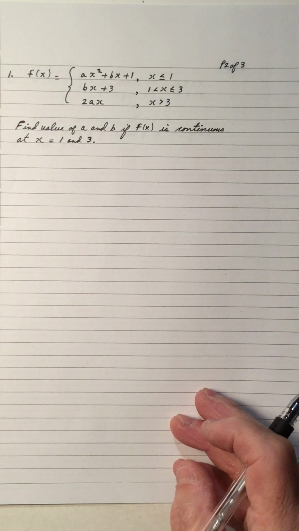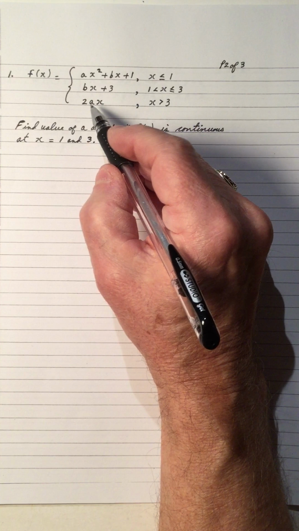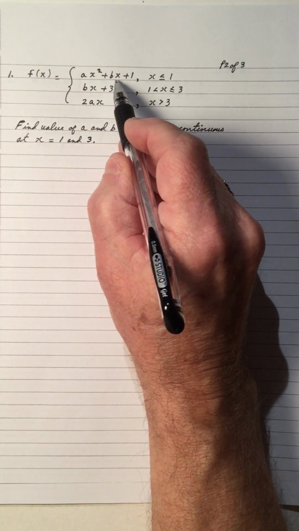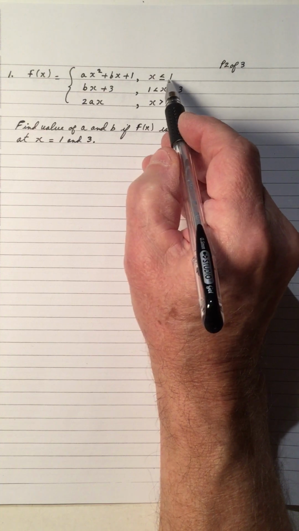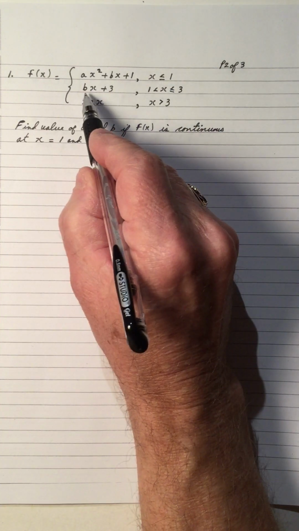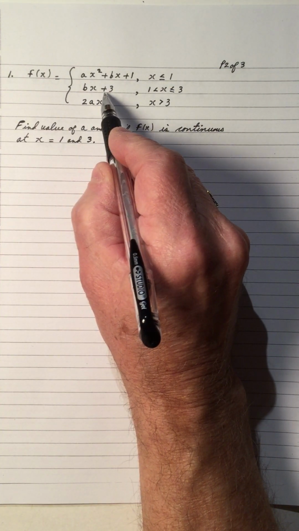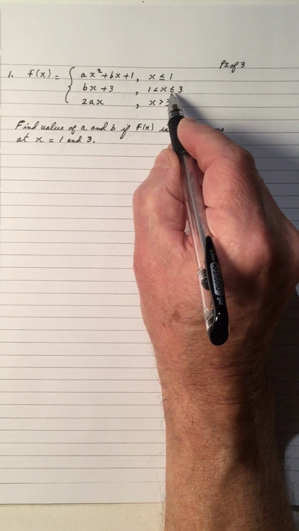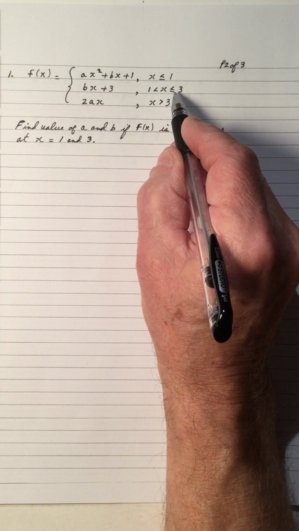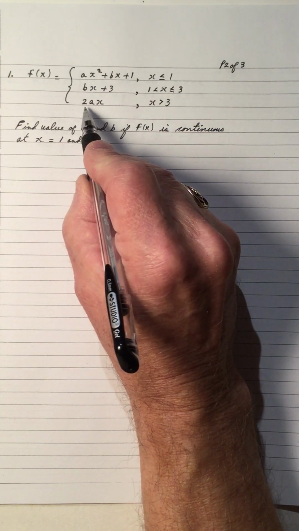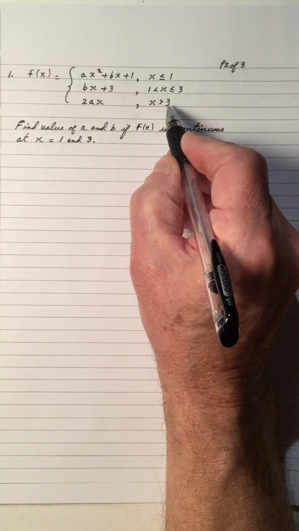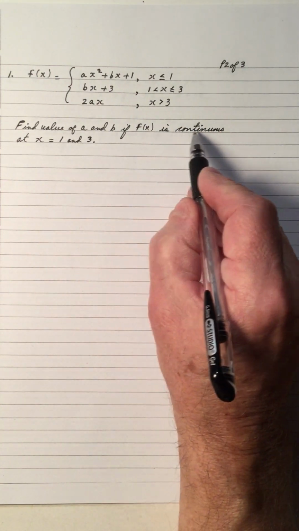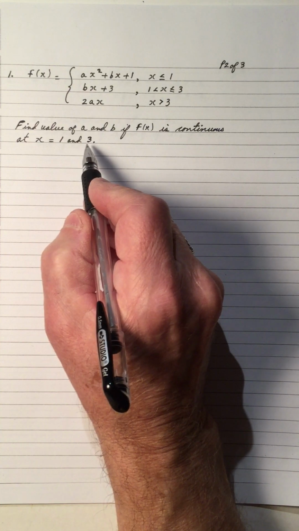Number one, f of x is a piecewise function where we have the quadratic ax squared plus bx plus 1 when x is less than or equal to 1. And we have a linear bx plus 3 where x is between 1 and 3, including 3. And it's a linear 2ax where x is greater than 3. Find the values of a and b if f of x is continuous at 1 and 3.